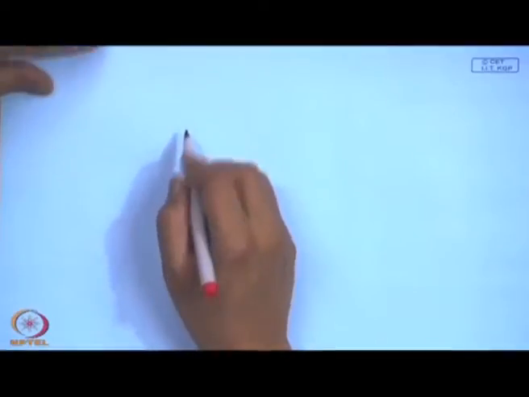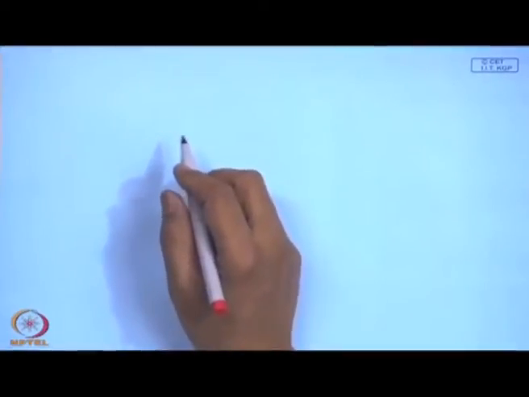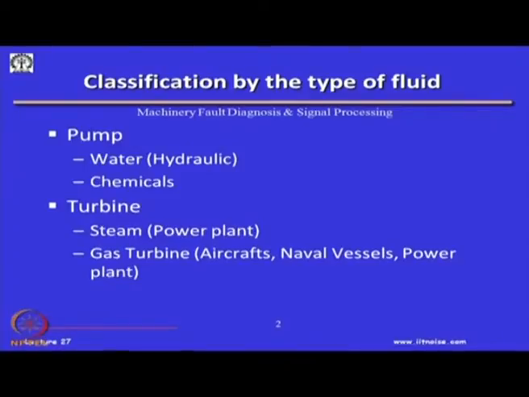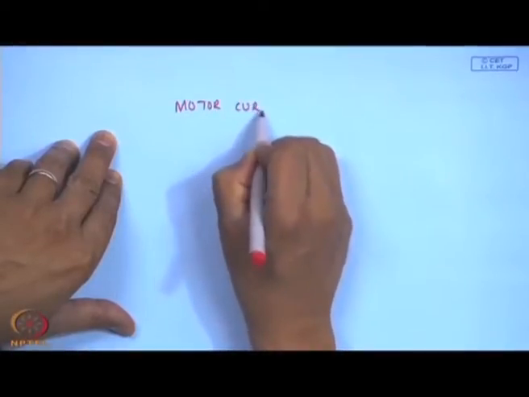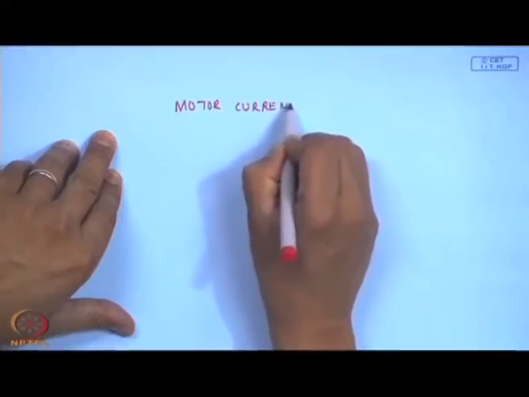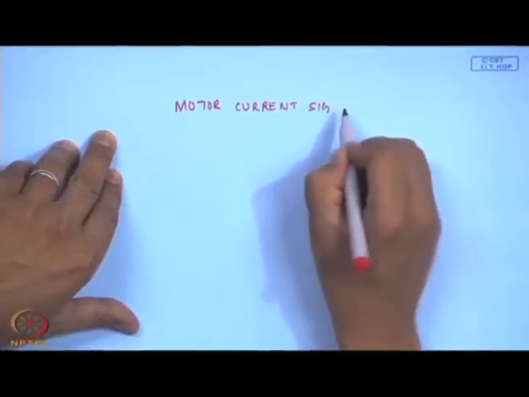But another important technique of finding out faults in turbines is through what is known as motor current signature analysis.